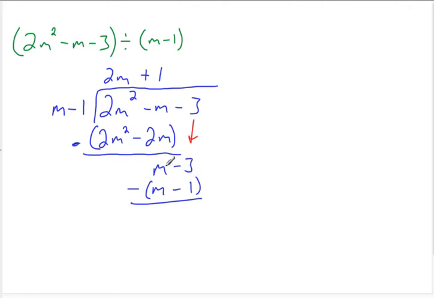So we get negative 3 minus negative 1, so it's negative 3 plus 1, and then m minus m is 0. So now we're left with this negative 2, which we're just going to put as the remainder over m minus 1. So we just say minus 2 over m minus 1. So there's your final answer right there.